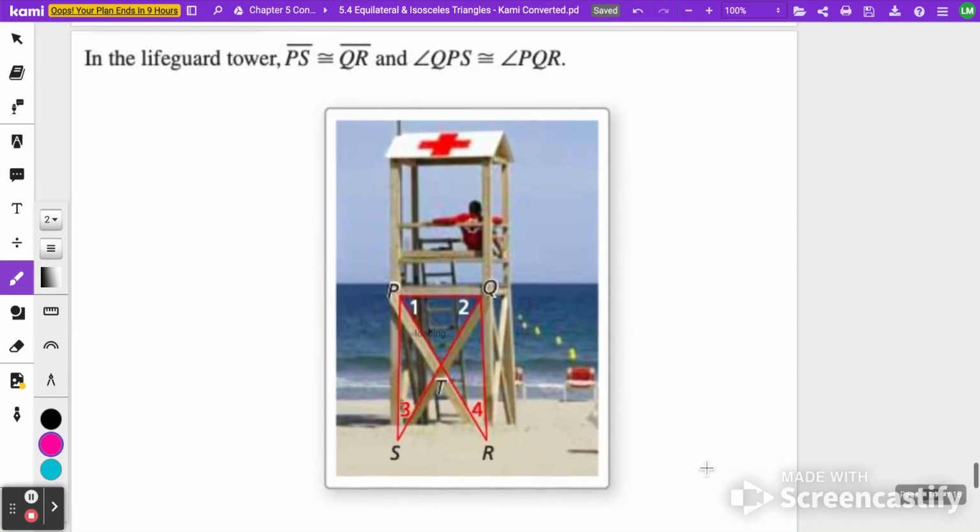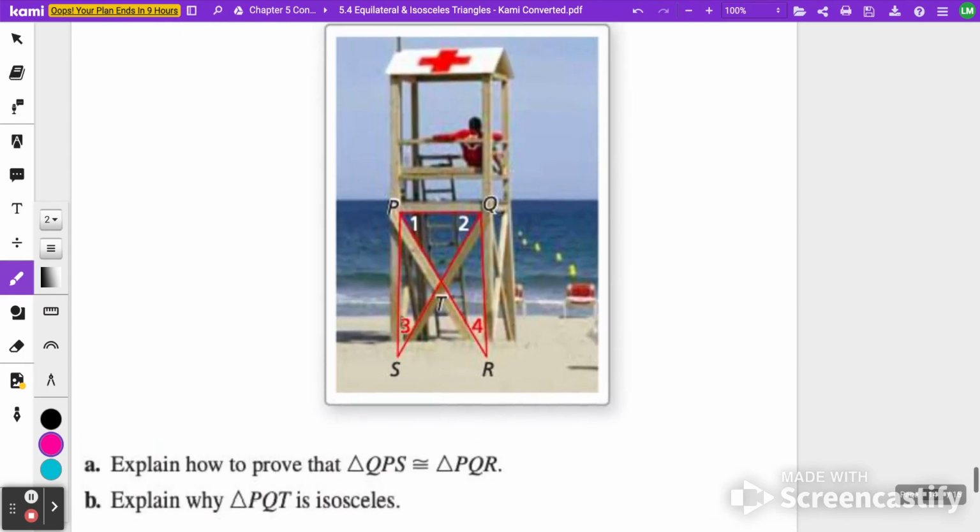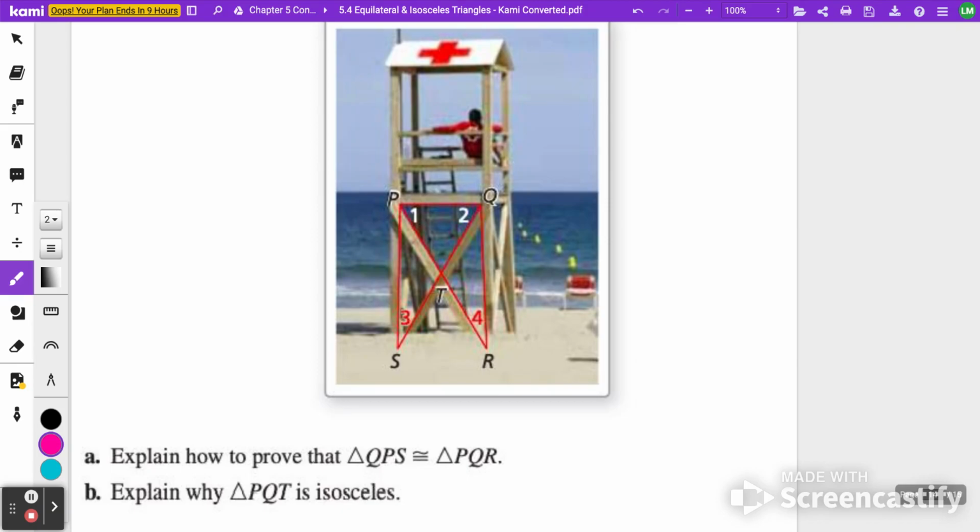Our final example is coming from this one. It says in the lifeguard tower, PS is congruent to QR and QPS is congruent to PQR. Go ahead and take a moment to look at those few options. What we're going to do now is try to explain how to prove that angle QPS is congruent to PQR and explain why PQT is an isosceles triangle. One thing we want to start off with is what our givens are.